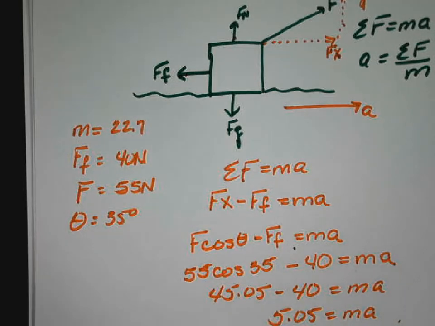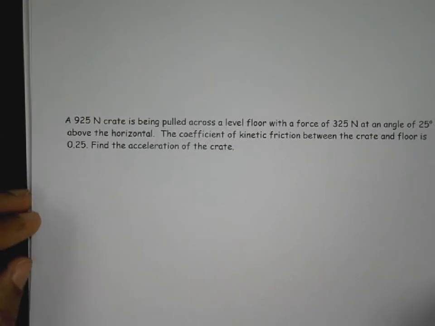All right, so let's go to the second one. The second one is where now you have to do a little bit more work because you have to calculate force. The second one says a 925 newton crate is being pulled across a level floor where the force is 325 newtons at an angle of 25 degrees above the horizontal. The coefficient of kinetic friction is 0.25. Find the acceleration of the crate.